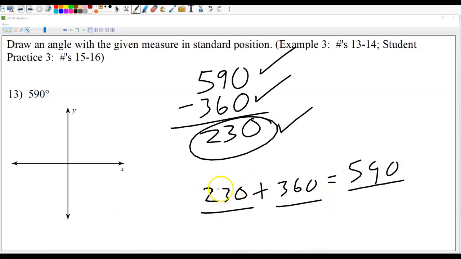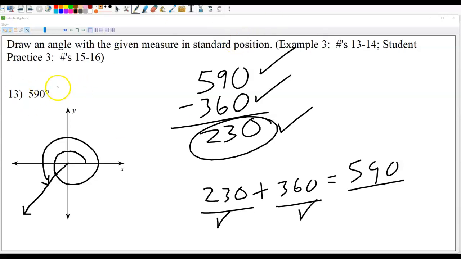So my first task is to sketch a 230-degree angle. So we have 90, 180, and 230 would be somewhere in here, probably right about there. Okay, and that's where I'm going to put my terminal side. But that's not the end of it, because that's just this piece. We also want to add another full circle to it. So we're going to continue around one more time, and that would be a 590-degree angle.